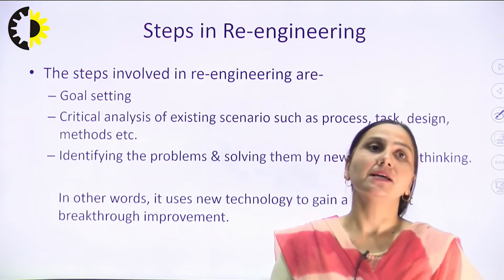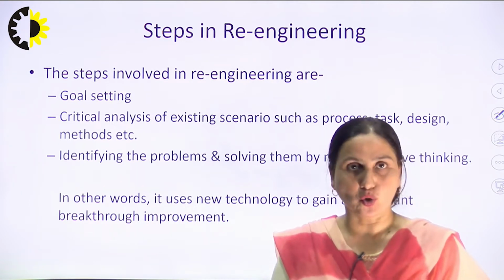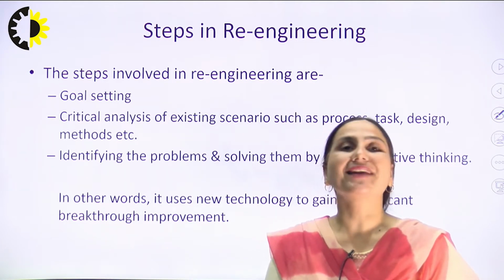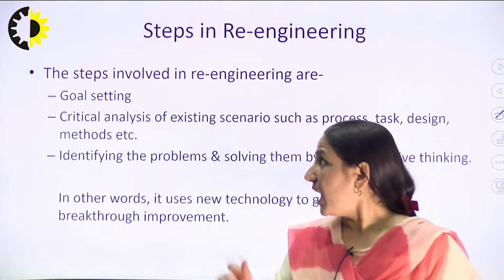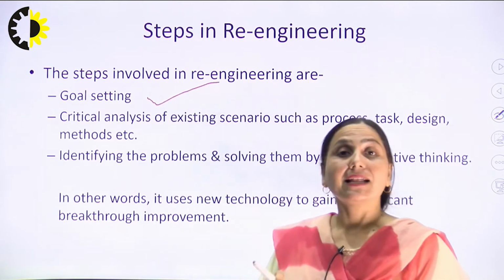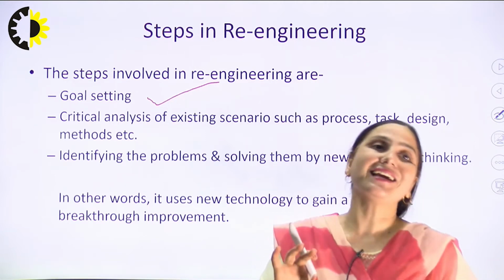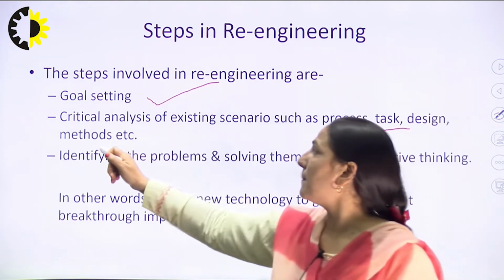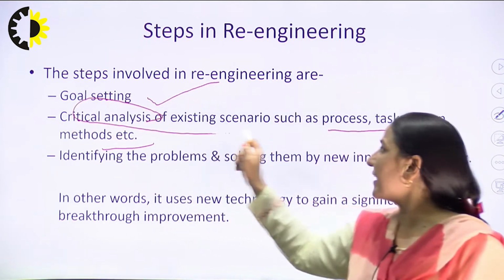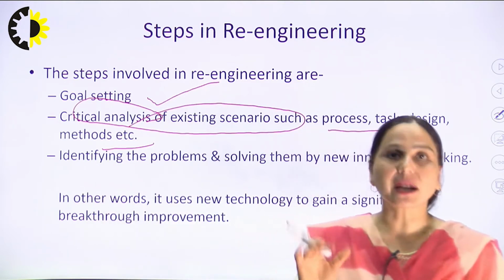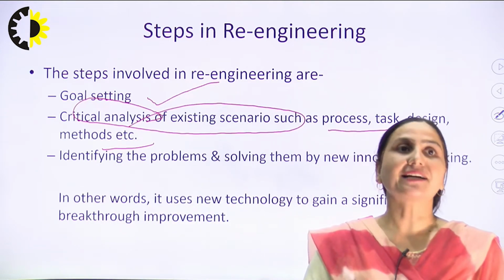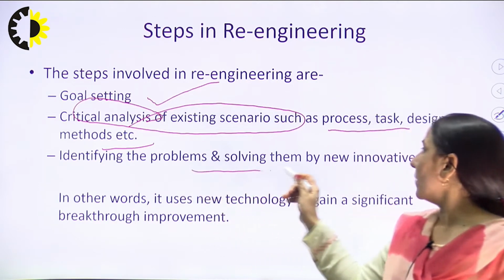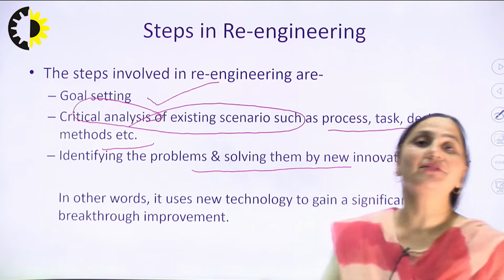Now, there are different steps involved in re-engineering. First is the setting of the goal. What is the goal we are looking for, based on which re-engineering needs to be done? After the goals have been set, there comes the need for critical analysis of the existing scenario, such as process, task, design, and method. That means we need to properly analyze the current system and the current process. Then, identify the problems and solve them by new innovative thinking.